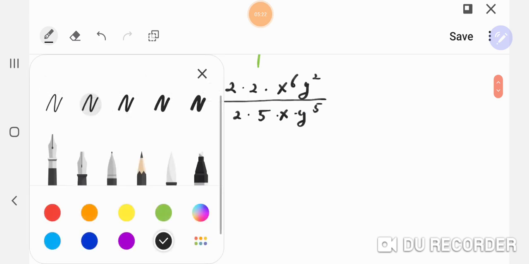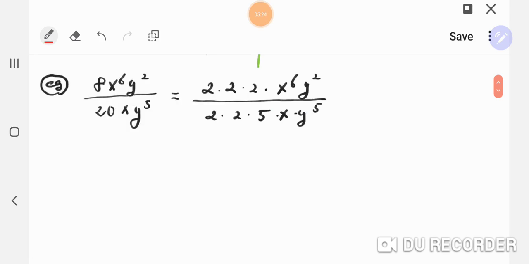From this, you can just get rid of the common factors. So you can get rid of one of the 2s, then also you can get rid of another 2. Then we have 2 left in the numerator and 5 left in the denominator. Okay, how about x?